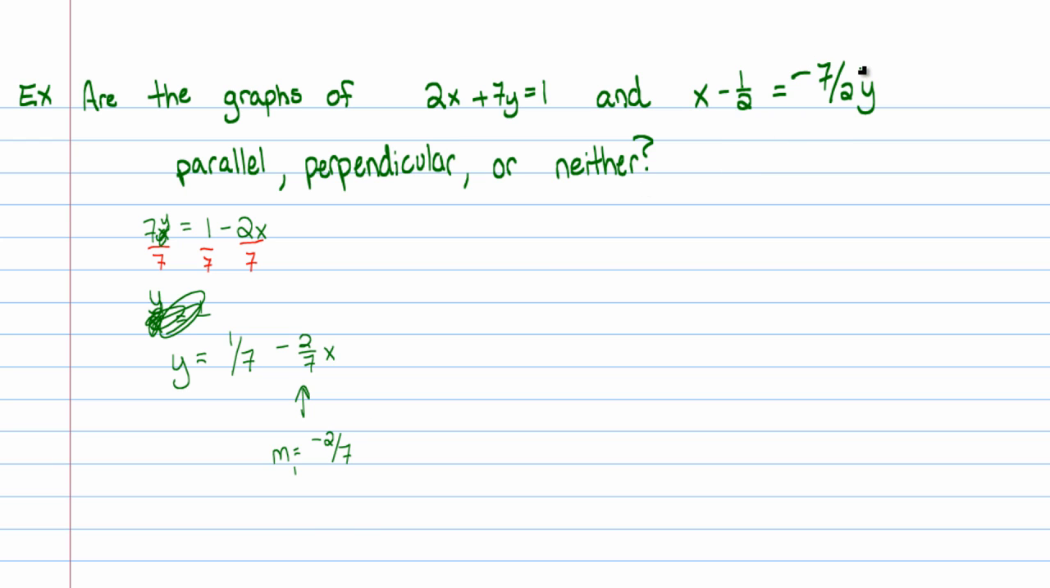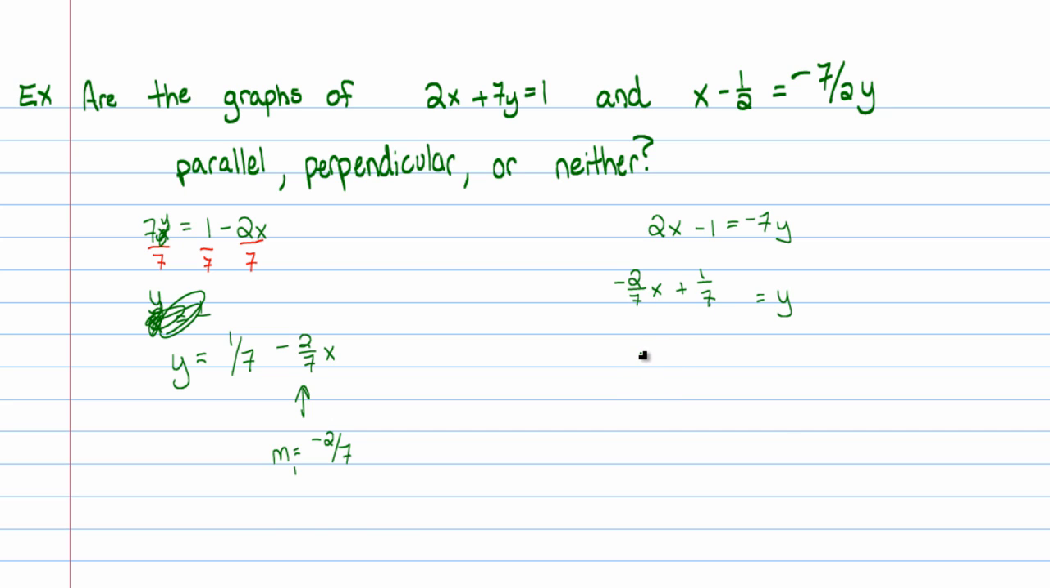I'm going to multiply both sides by 2. In other words, I'm going to multiply each item here by 2. So I get 2x minus 1 is equal to negative 7y, and then I'll divide each of the terms by negative 7. So I get y is equal to negative 2/7 x plus 1/7.